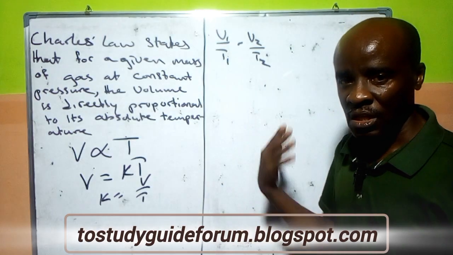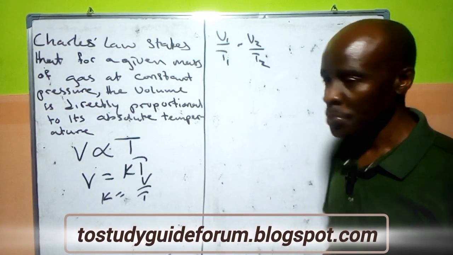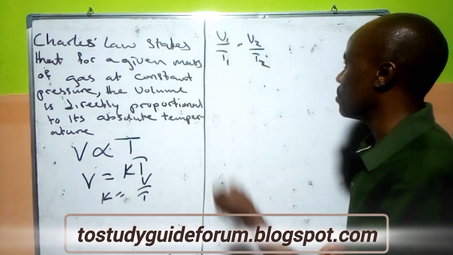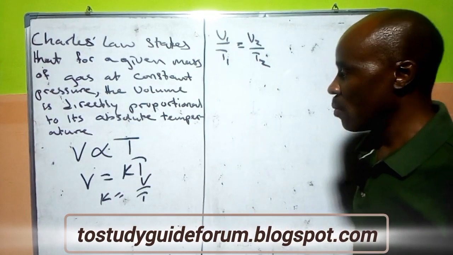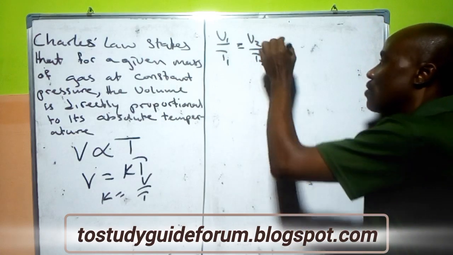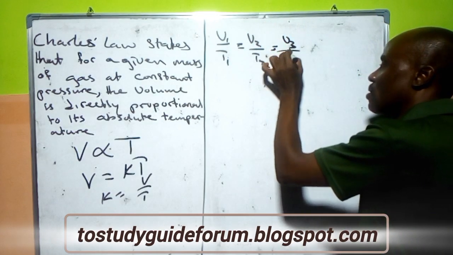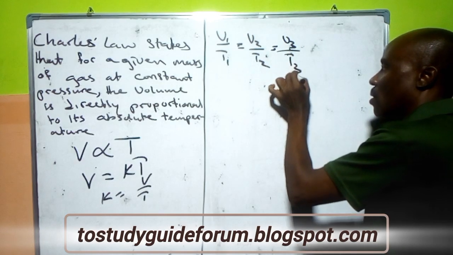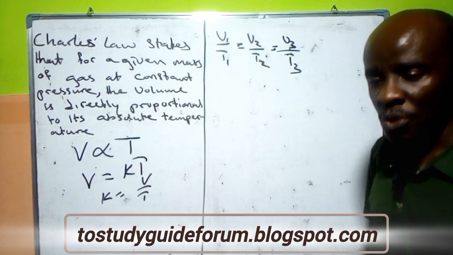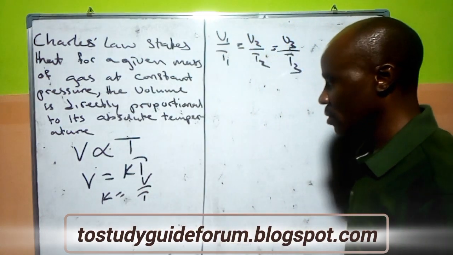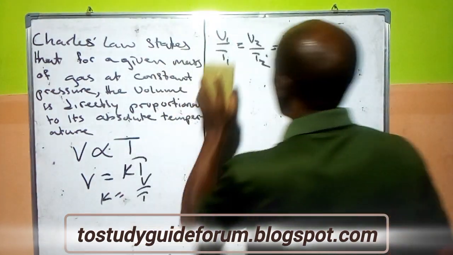since the constant is constant no matter the volume or the temperature. As the temperature changes, the constant remains the same for each of its values. So if there's another gas we are looking at, it means V3 over T3 will also be equal. So we're going to be looking at some calculations that will help us understand how to apply these rules.